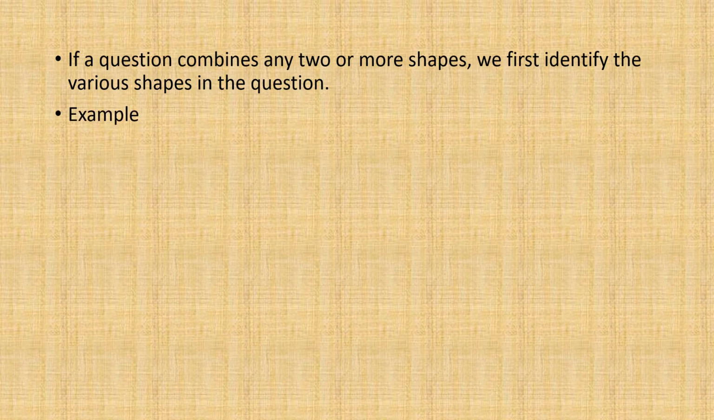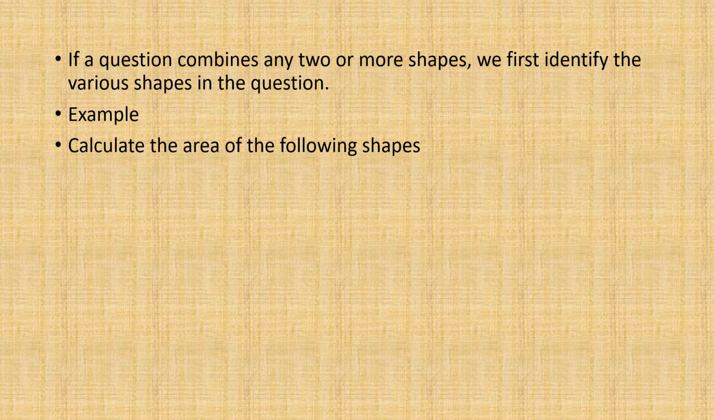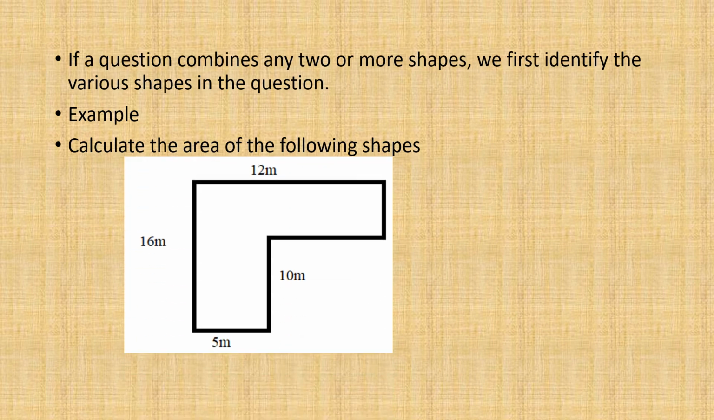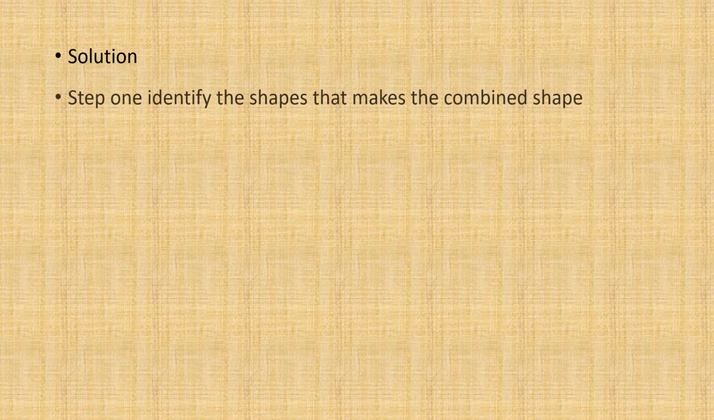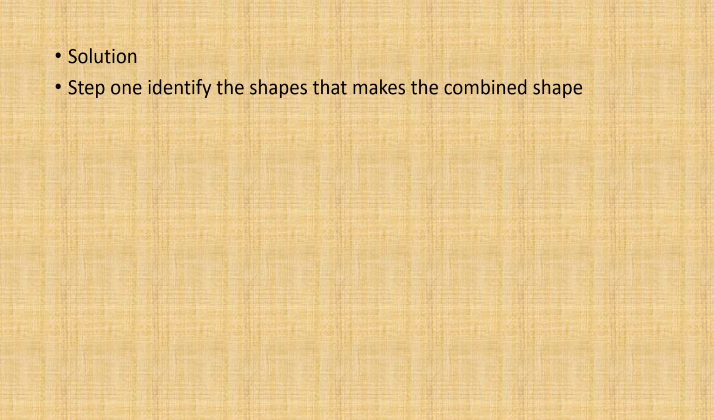So, for example, say calculate the area of the following shapes. And this is a shape. You will discover that you cannot classify this shape as a square or a rectangle because it contains more than one shape. The same thing applies to the second shape here. You cannot say this is a square, a rectangle or a triangle. How do we calculate these areas? Is it possible? Okay, let's see. The first step is to identify the shapes that make up the combined shape.